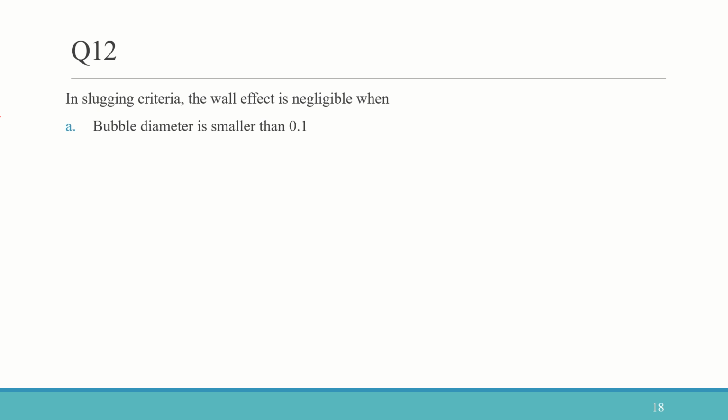In question 12 it is asked that in slugging criteria the wall effect is negligible when dash. This question I think we have seen n number of times in the last classes. Option A, bubble diameter is smaller than 0.1. Option B, bubble diameter is larger than 0.2. Less than 1, above 1.